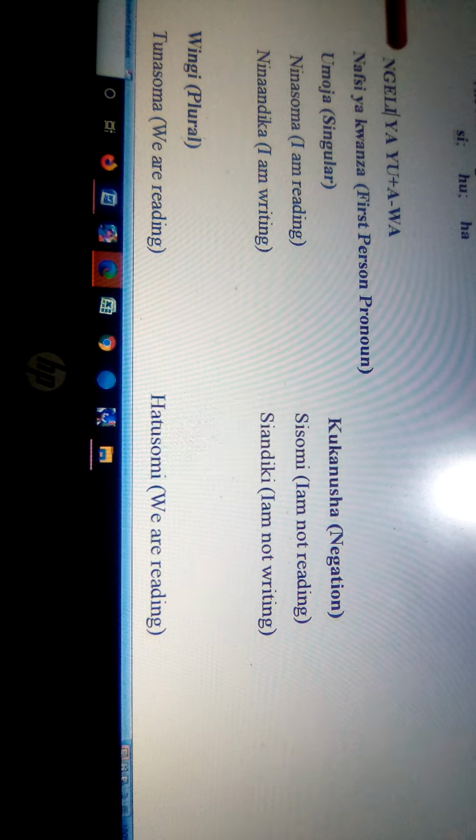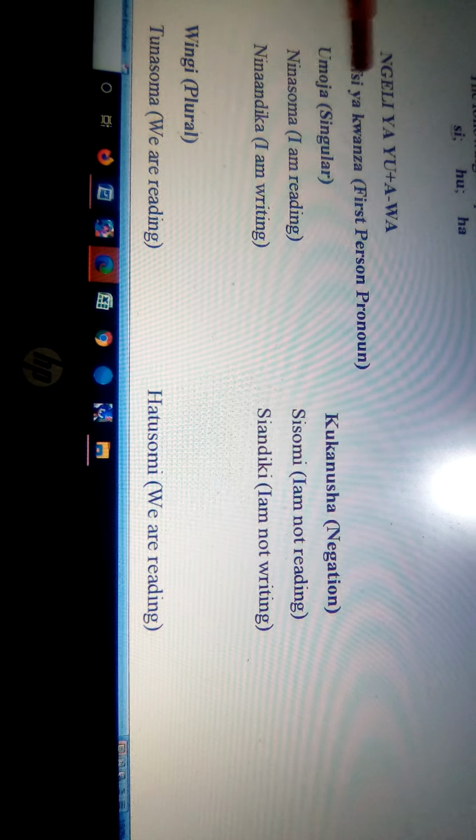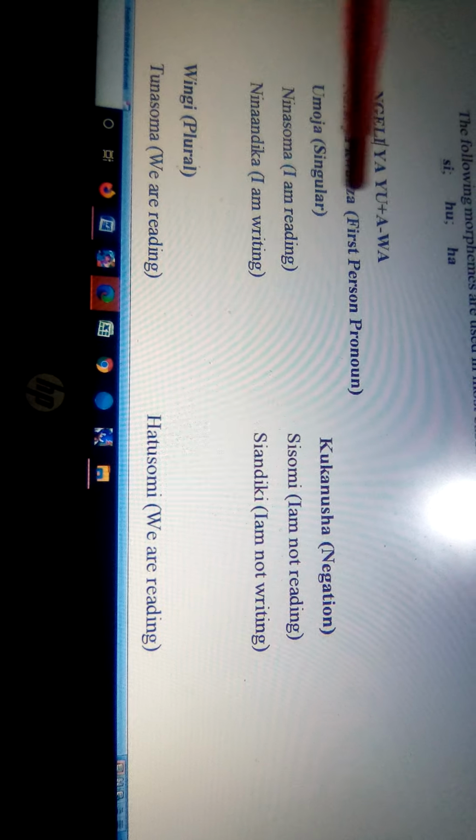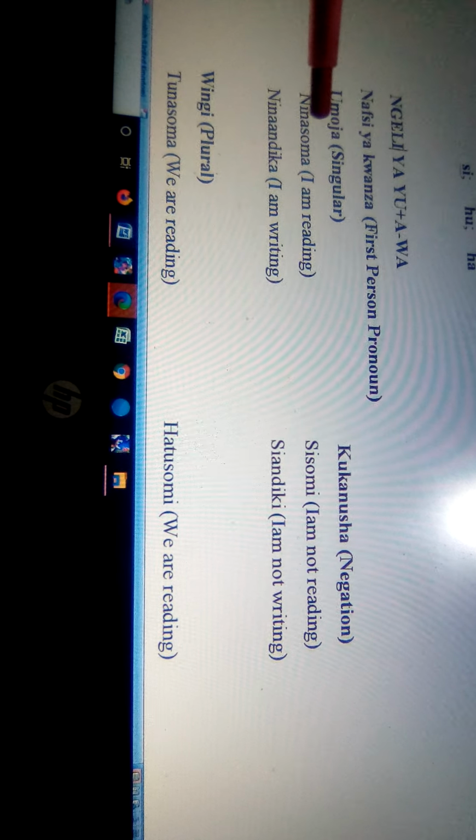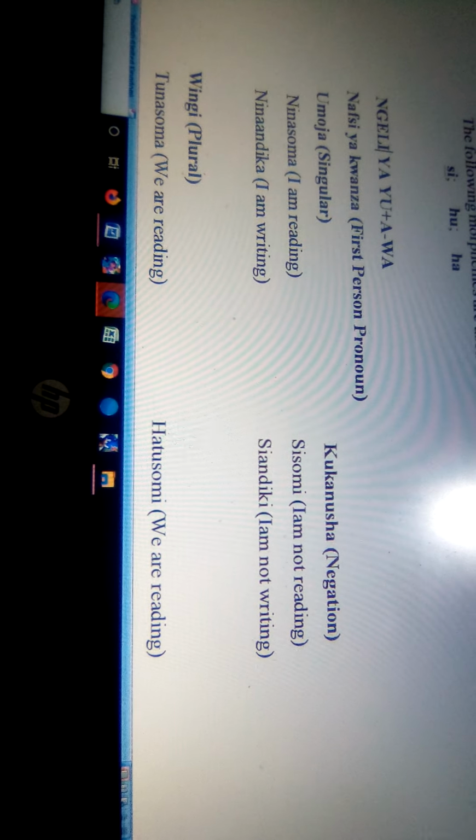In case of any challenge, let me know. Please write to me. Then we are going to look at some of those negated sentences. Remember, for you to have a negated sentence, you must have an affirmative sentence. So these are the affirmative sentences we already had. So we are just going to do the negation. For instance, we have ninasoma. Ninasoma just means I'm reading, and the negation is sisomi. Ninaandika, siandiki.